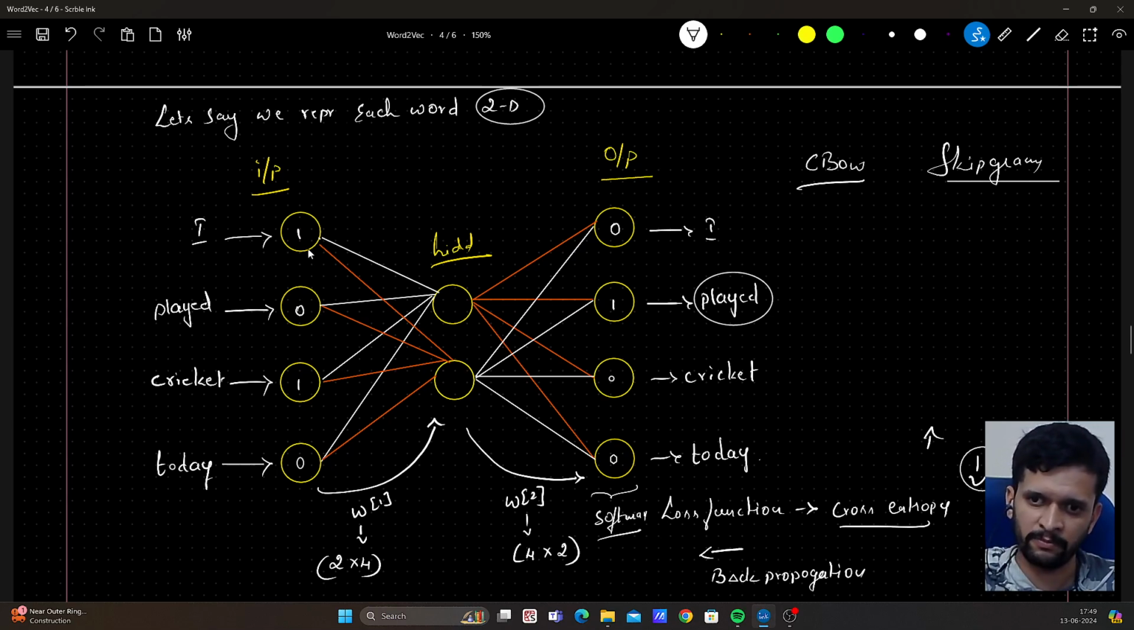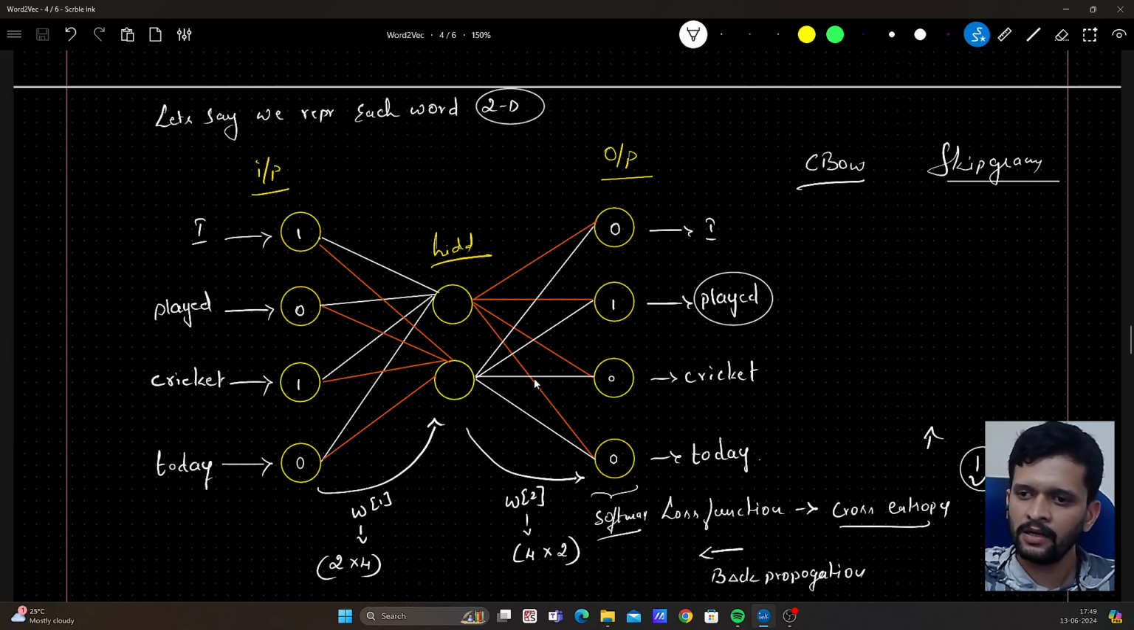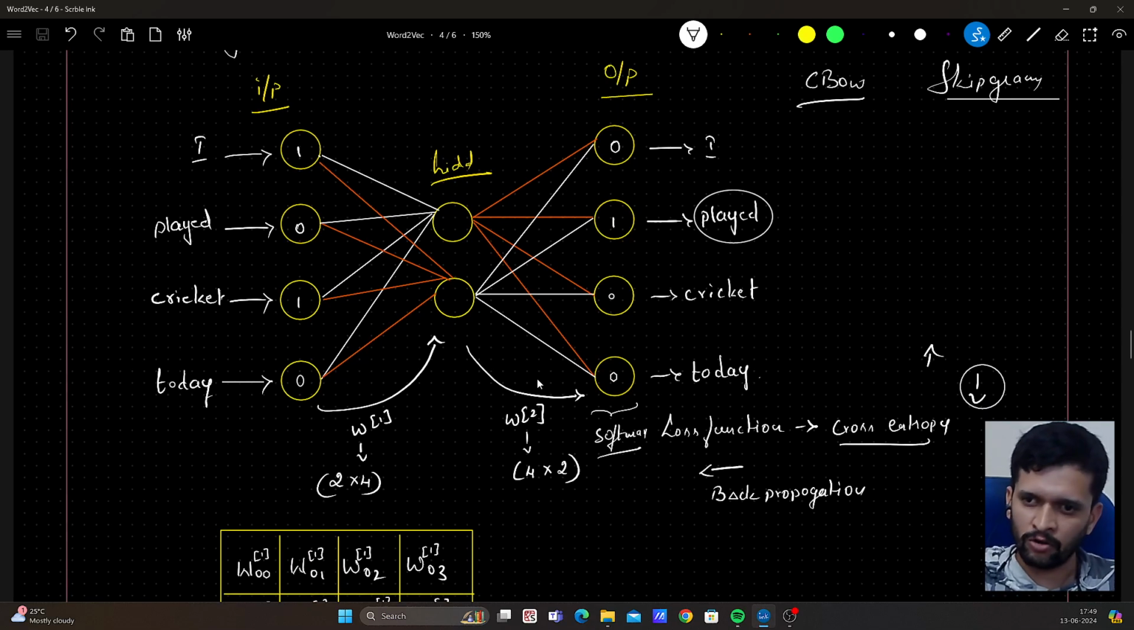In this case, the input is I and cricket. I want it to predict played as my output word. So till I obtain the output word played, I will keep on updating the weights by doing back propagation at each iteration, okay? So this is how I train my neural network.